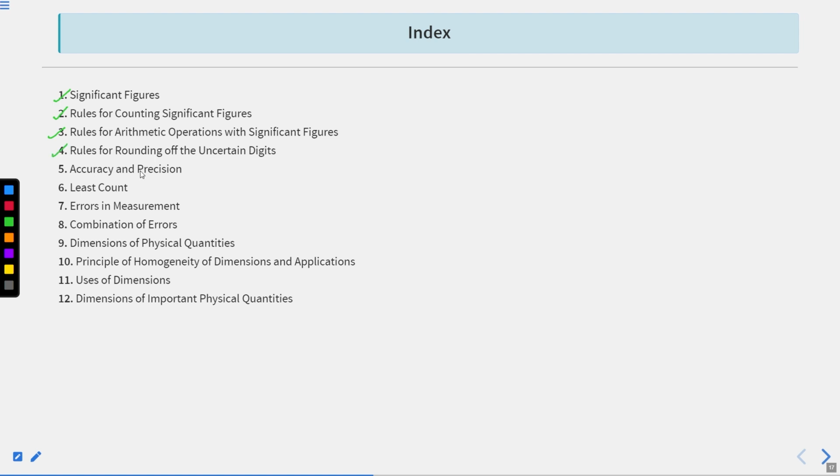Fifth is accuracy and precision. Sixth is least count. Seventh is errors in measurement. Eighth is combination of errors. Ninth is dimensions of physical quantities. Tenth is principle of homogeneity of dimensions and applications. Eleventh is uses of dimensions. And last is dimensions of important physical quantities.